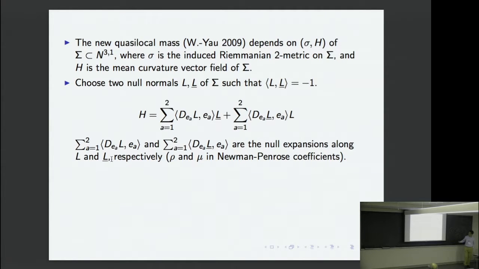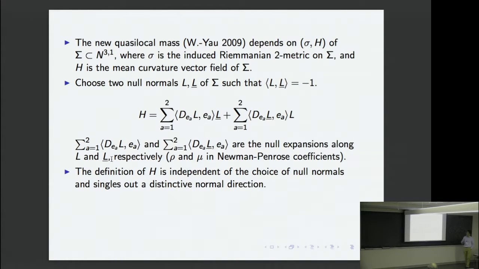And in Newman-Penrose coefficients, you know that rho times mu is actually an invariant that is independent of the choice of null normals. So we're going to look at this vector field here. As I mentioned, this definition is independent of the choice of null normals, and in particular, it singles out a very distinctive normal direction. This normal direction later is going to be important in defining this quasi-local mass.